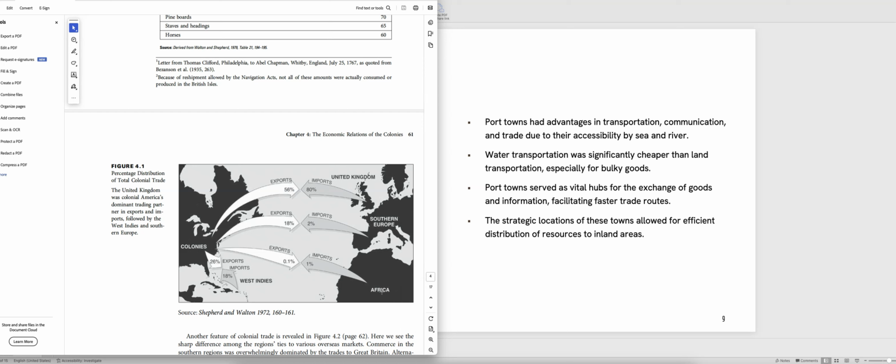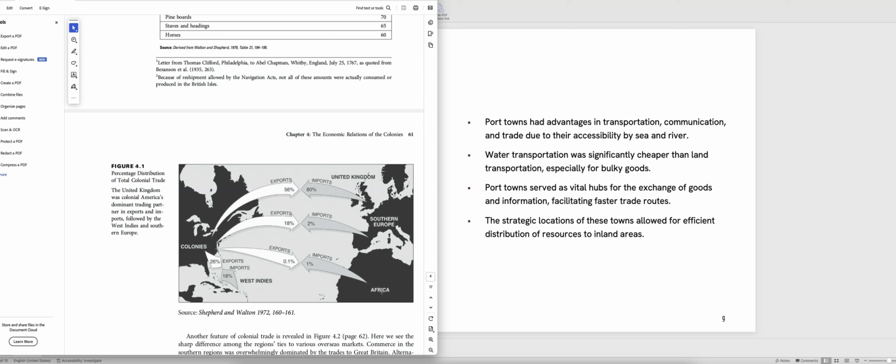And again, what I like about what the textbook does is it's got the southern, the middle, and the northern colonies. And what you're seeing here is, again, a largely export-driven structured economy for the New World as a whole.